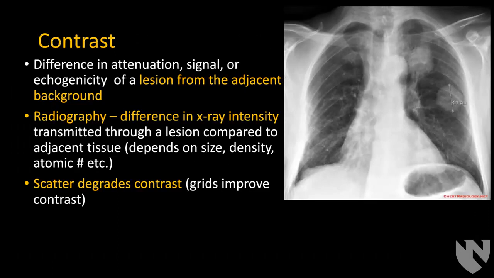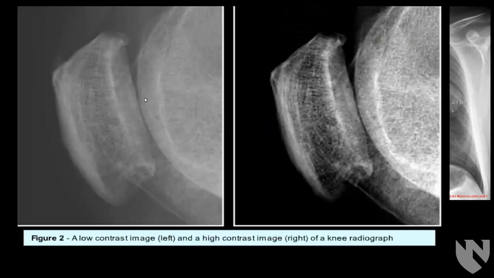So the first characteristic of a chest X-ray would be contrast, which is a measurement of the difference in attenuation or signal or echogenicity of a lesion compared to the adjacent background or adjacent normal tissue. In radiography, this is the difference in X-ray intensity through a lesion compared to a nearby tissue. This depends on what the lesion is made up of and what's near to it. But in general, scatter will degrade contrast and grids can improve contrast. Here are examples of different amounts of contrast. This is a patella, and here's a low contrast image versus a high contrast image.